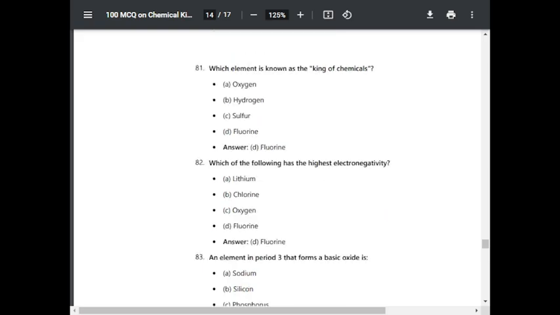Question number 81. Which element is known as the king of chemicals? Option A, oxygen; option B, hydrogen; option C, sulfur; option D, fluorine. The correct answer is fluorine. Fluorine is also known as the king of chemicals.